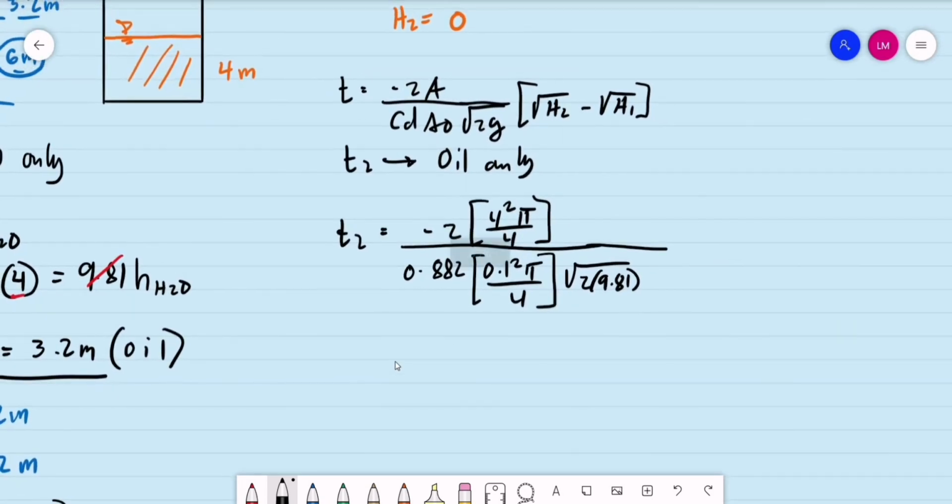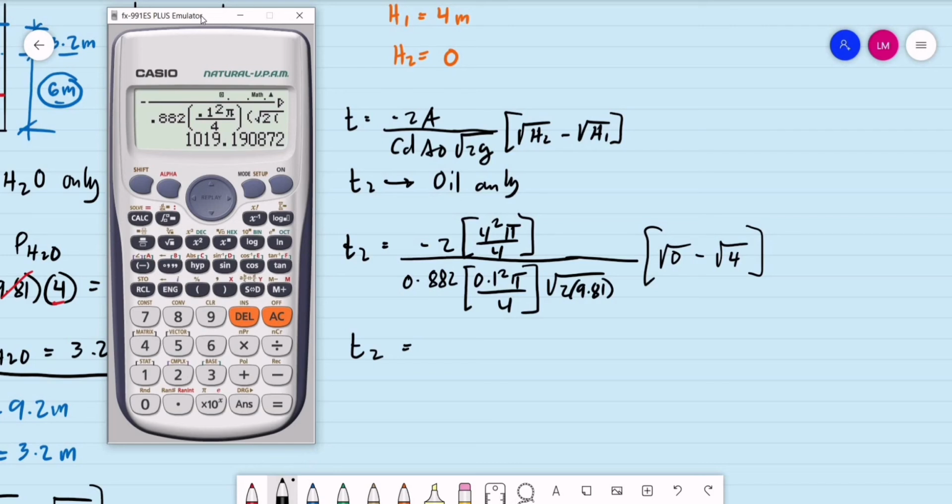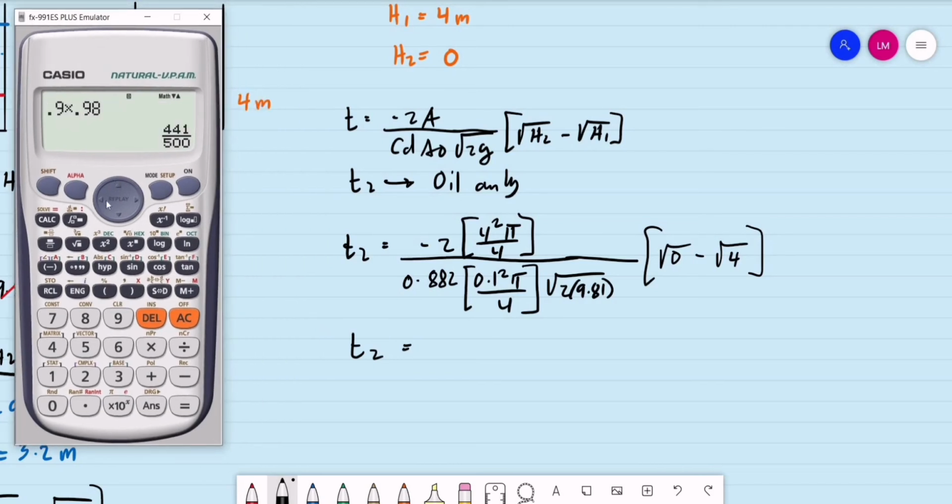Then, multiply na lang natin dito the square root of the final head, that is 0, minus the square root of the initial head, that is 4. Okay, time number 2, time to discharge all the oil only. So, i-edit lang natin yung input kanina. Yun lang. So, palitan ko lang ito ng 4 at saka 0.